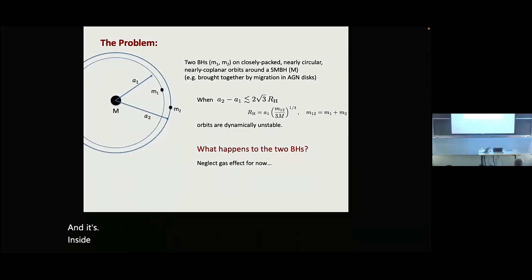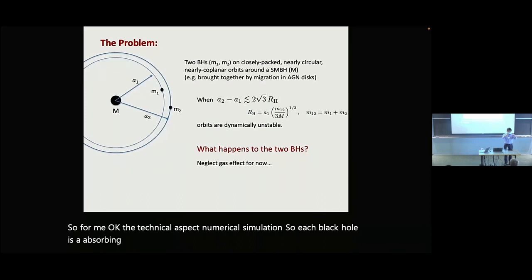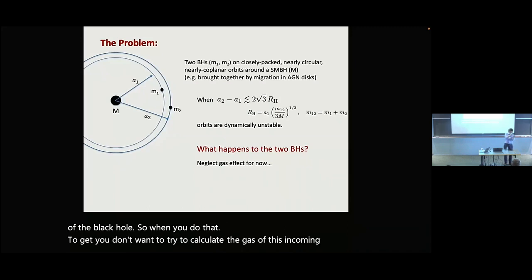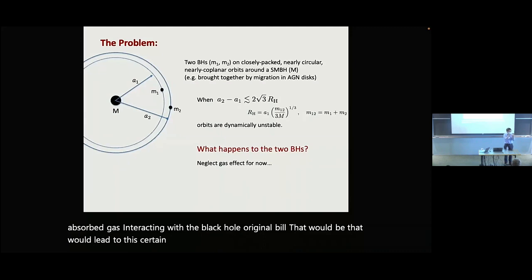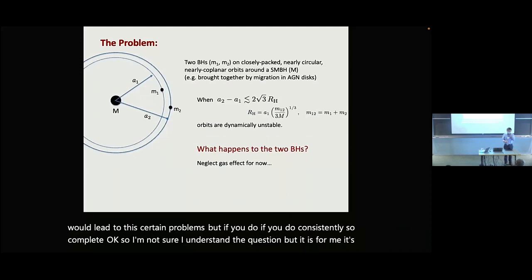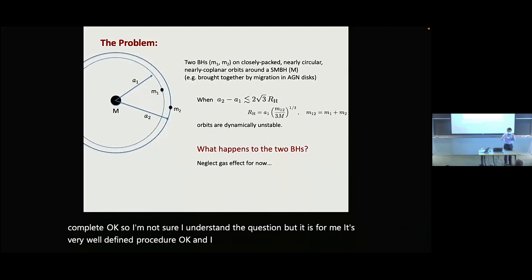Okay, so we're doing this technical aspect of numerical simulation. Each black hole is an absorbing sphere. Every time a gas element touches it, it becomes part of the black hole. So when you do that, you don't want to calculate the already absorbed gas interacting with the original black hole. That would lead to third-law problems. But if you do it consistently, it's completely okay. I'm not sure I understand the question, but for me it's a very well-defined procedure. I never understood the other way of doing it, which has created some controversy. For me, this is the most natural way.